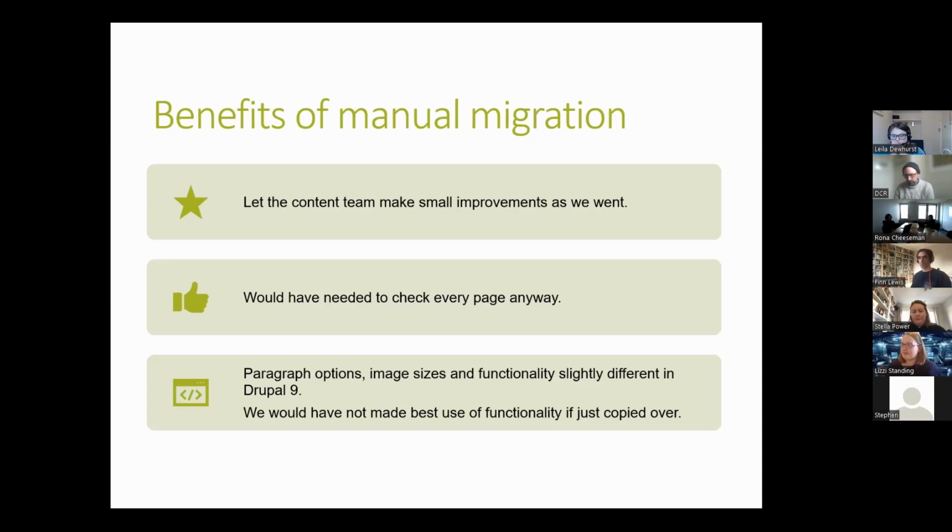It was quite interesting listening to the conversation about the code and how you match up elements, because one of the things that is different in Drupal 9 for us is there are different paragraph options, the image sizing is slightly different, and the functionality is slightly different. So we think that we wouldn't have made the best use of that functionality, or indeed as content editors learned that functionality, if we'd just let that be automated. Whereas we've come out of the end of this project really knowing our system well and knowing what it can do and how we can best use it.